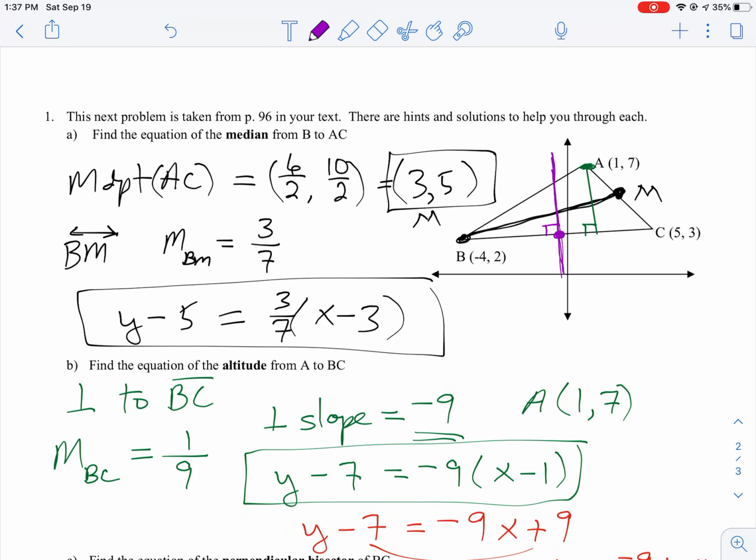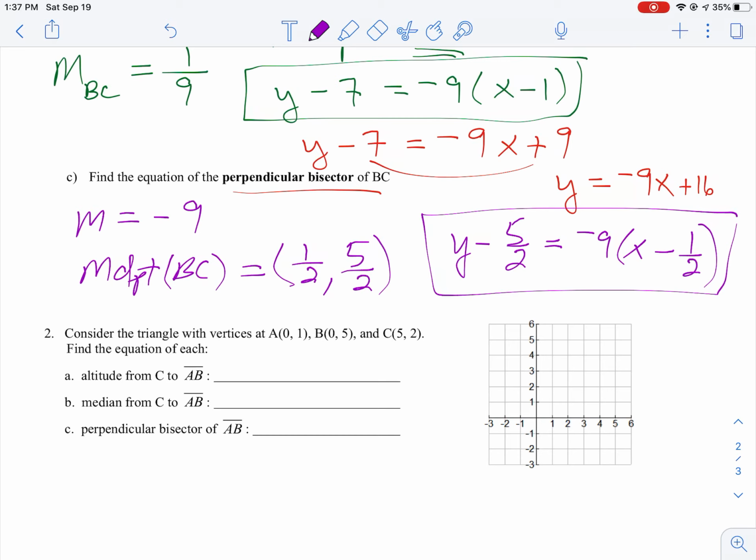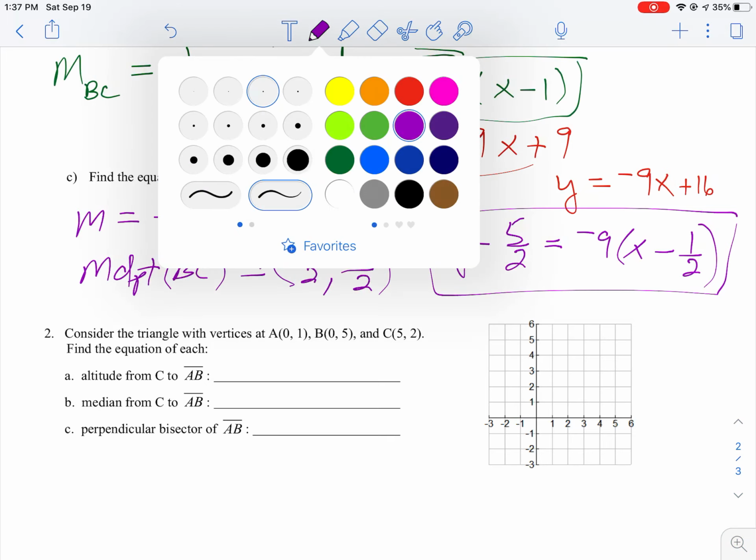Okay, so now you've seen one of each type, a median, an altitude, and a perpendicular bisector. Let me just look at number 2 for a minute, and then I'll wrap up this video, and then see the instructions on Canvas for what's required of you to finish the lesson for today.